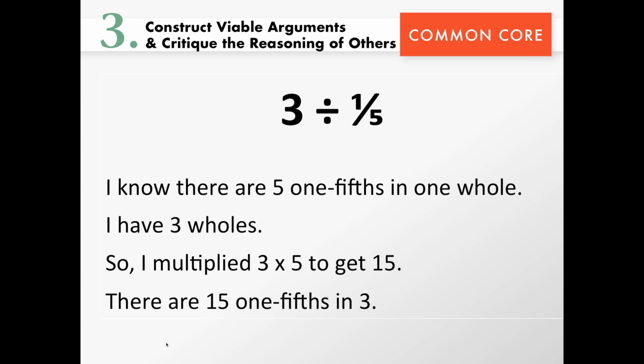So I multiplied and go back to the meaning of multiplication with the number of groups and the number in each group. I have 3 groups, and I have 5 1/5s in each group. So 3 times 5 is 15. So there are 15 1/5s in 3. So that's more of that deep understanding, that conceptual understanding, that justification that Common Core wants our students to explain.